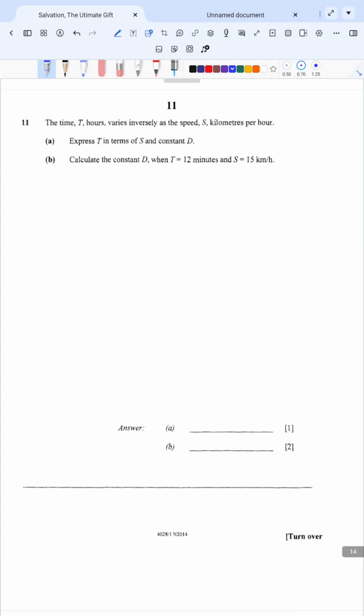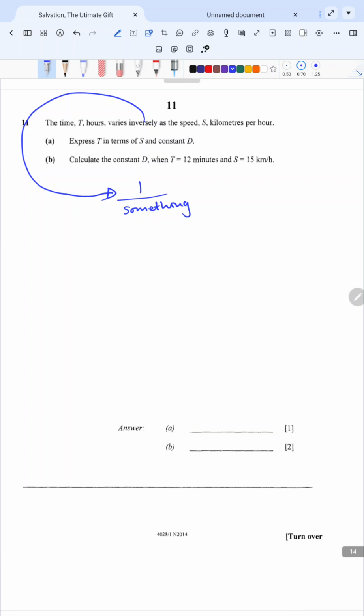Right, so there is a big difference between directly and inversely. Inversely means 1 over something. So whenever you see this word inversely, you write 1 on top, then you put the something as your denominator.